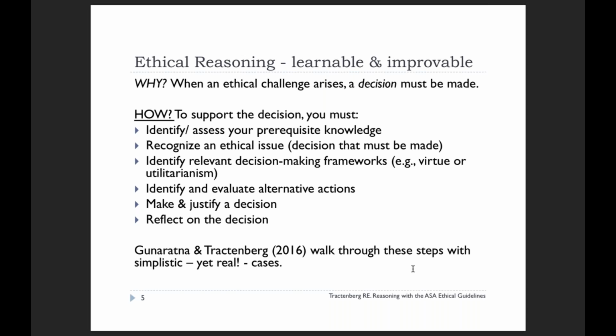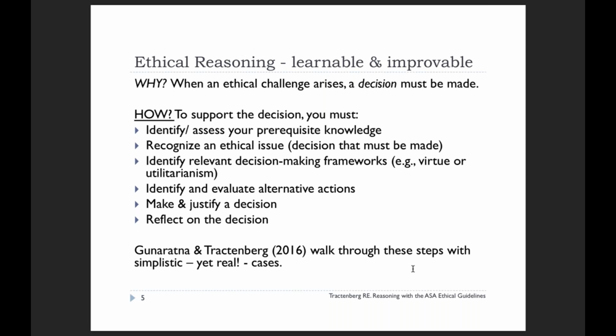The second step is to recognize the ethical issue that exists, and specifically that a decision must be made and what that decision is. That's one of the more difficult features of ethical reasoning, so we're going to be focusing on that for a couple of slides. Then identifying relevant decision-making frameworks. This is challenging, but once the ethical issue has been identified, relevant decision-making frameworks like utilitarianism, making a decision that favors the outcome that has the greatest good or does the least harm, the identification is less difficult than recognizing the ethical issue itself.